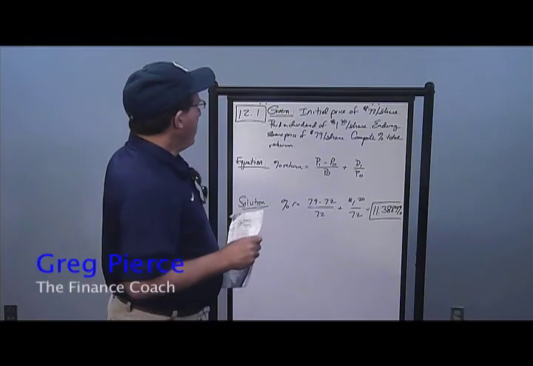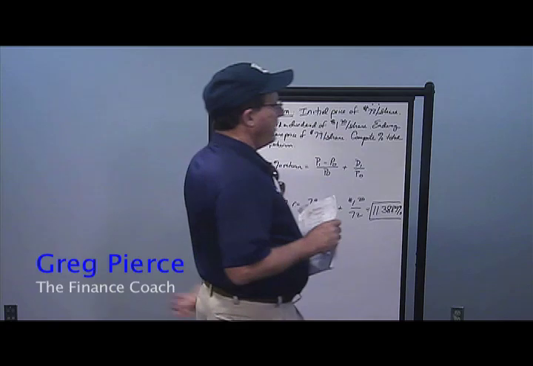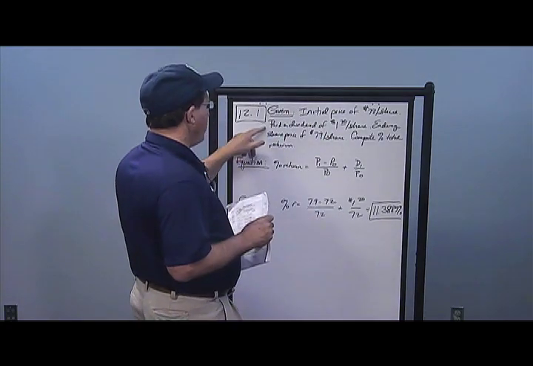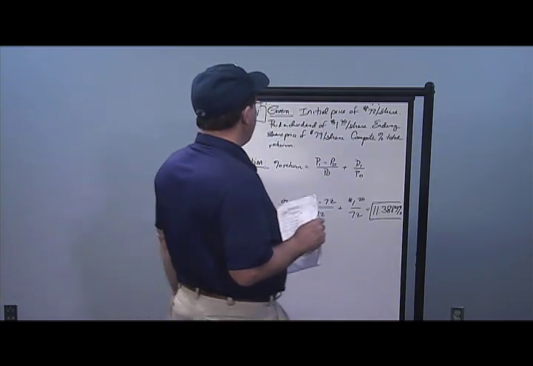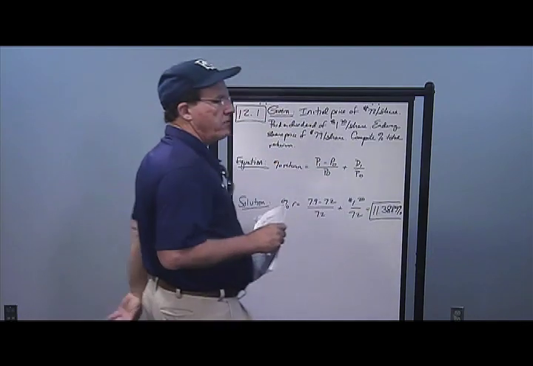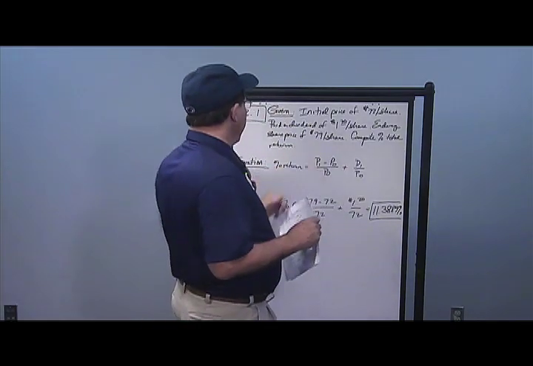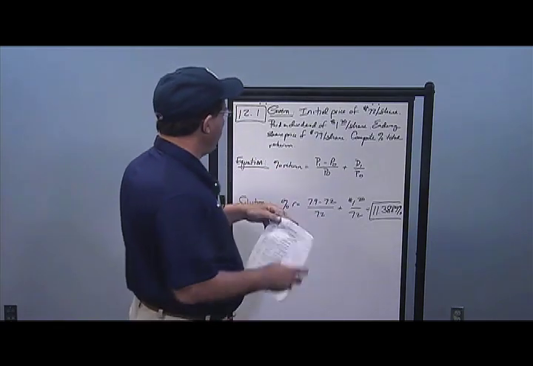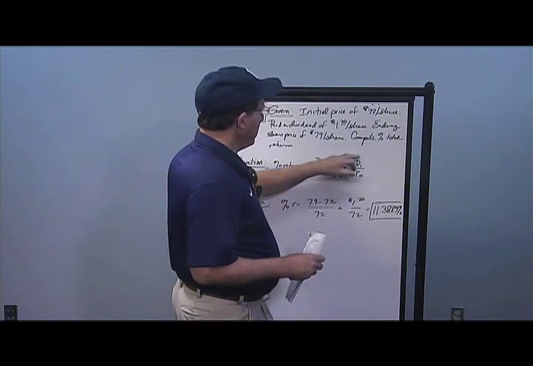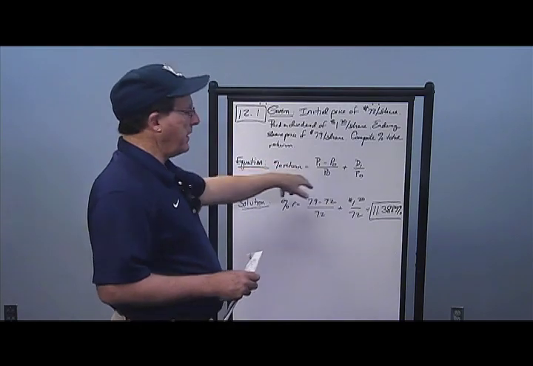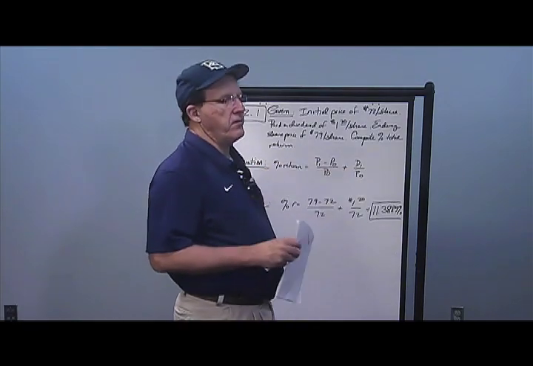Problem 12.1, we have an initial stock price of $72 a share. The stock paid a dividend of $1.20 a share, ending stock price of $79 a share, so it went up $7 a share. What's your percent total return, percent R? Percent R is equal to capital gains yield plus dividend yield, P1 minus P0 over P0 plus D1 over P0.